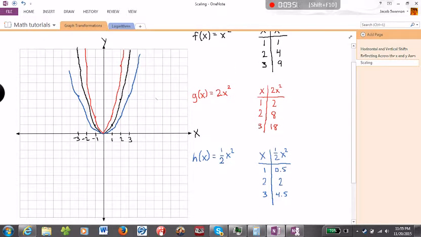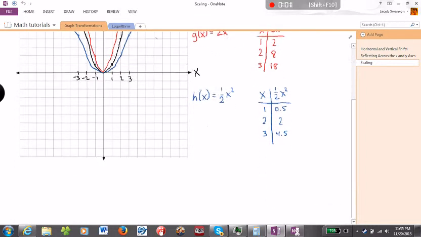When we multiply by something greater than 1, or 2 in this case, we shrink it to something that looks thinner than the original one. And when we do something less than 1, like half, we actually get things that are wider than the original.